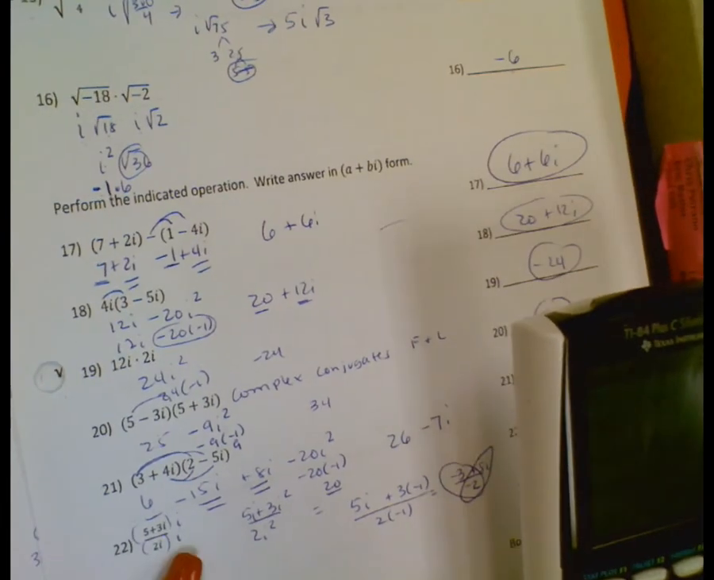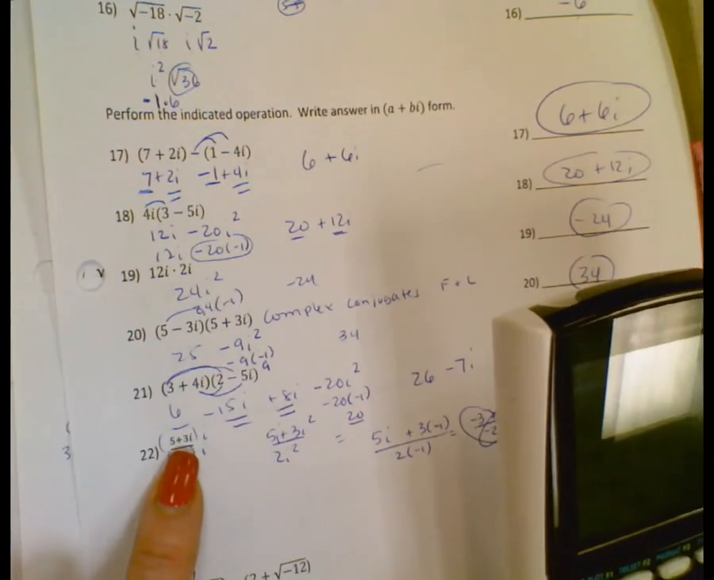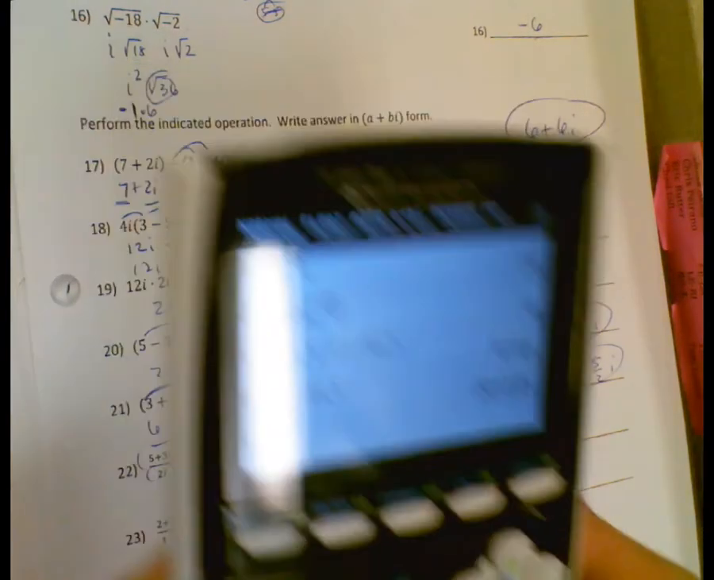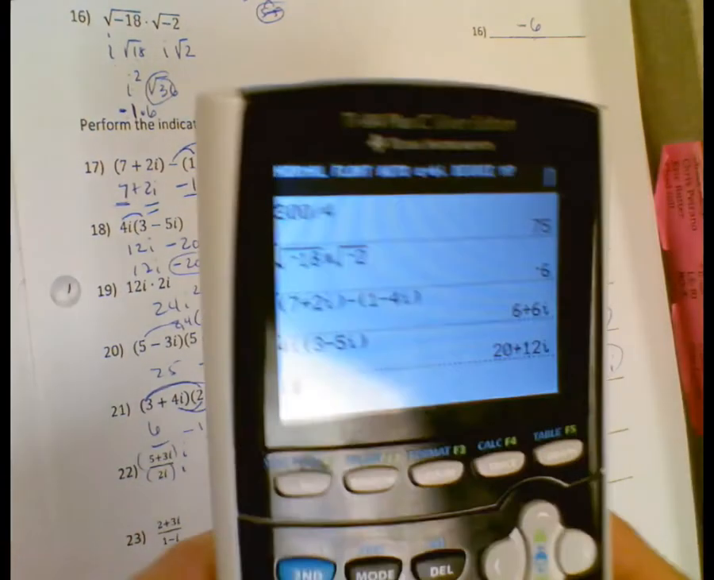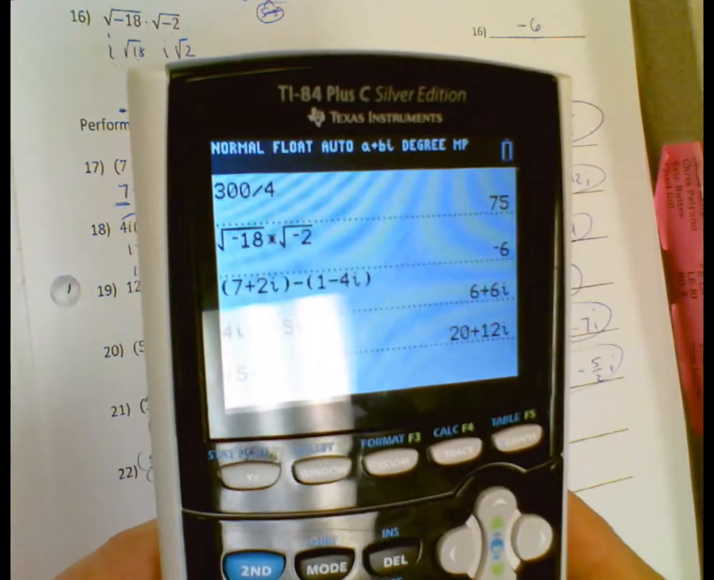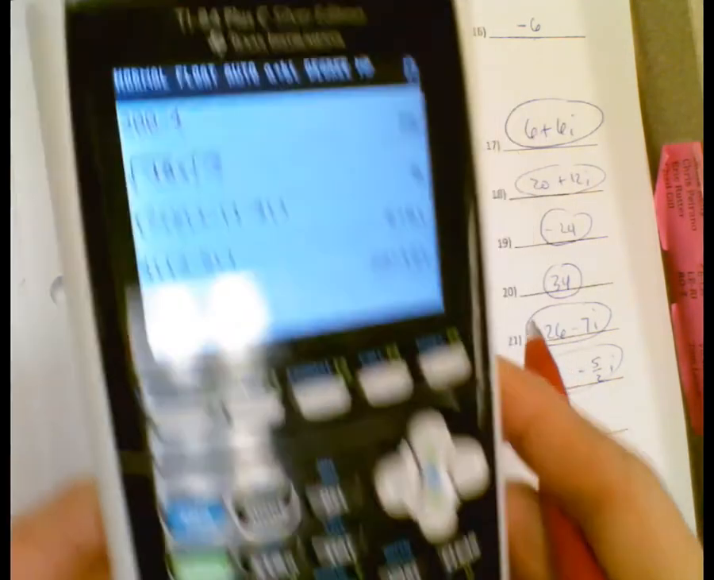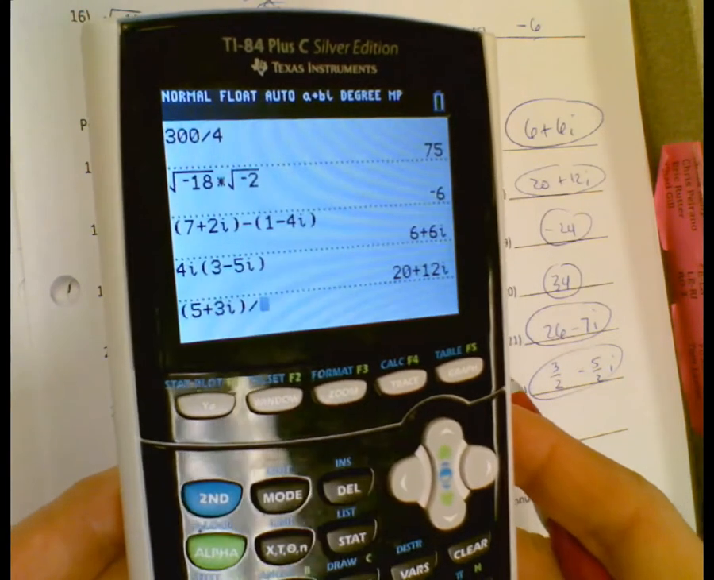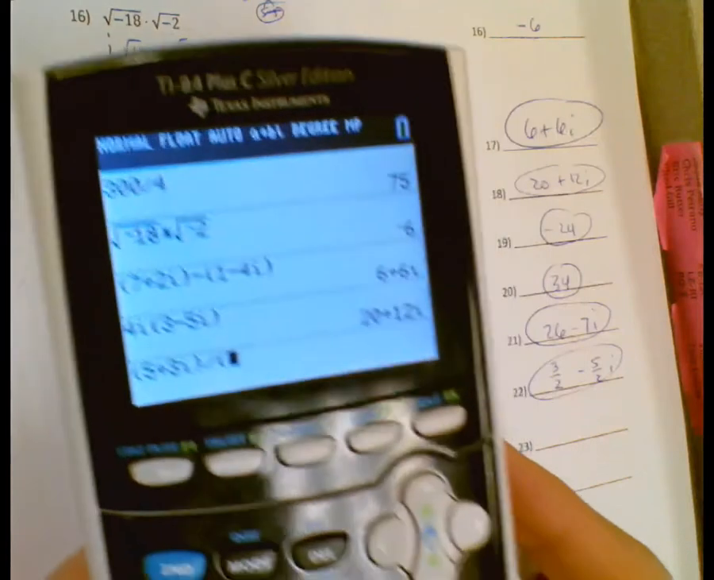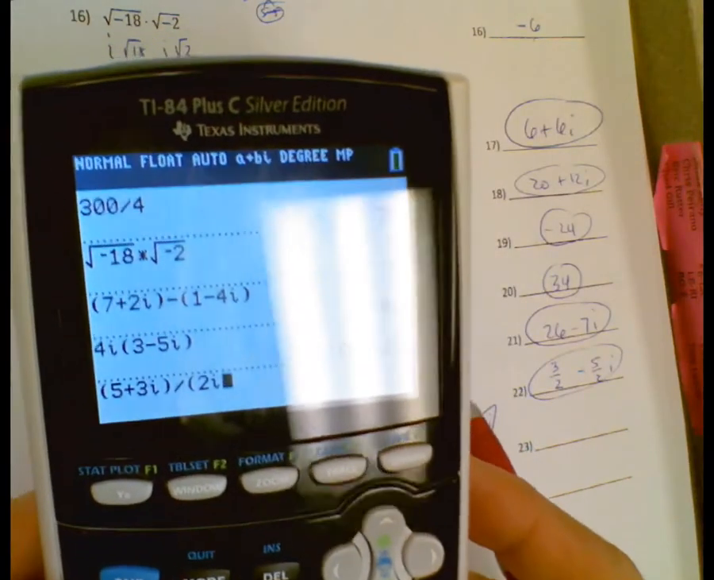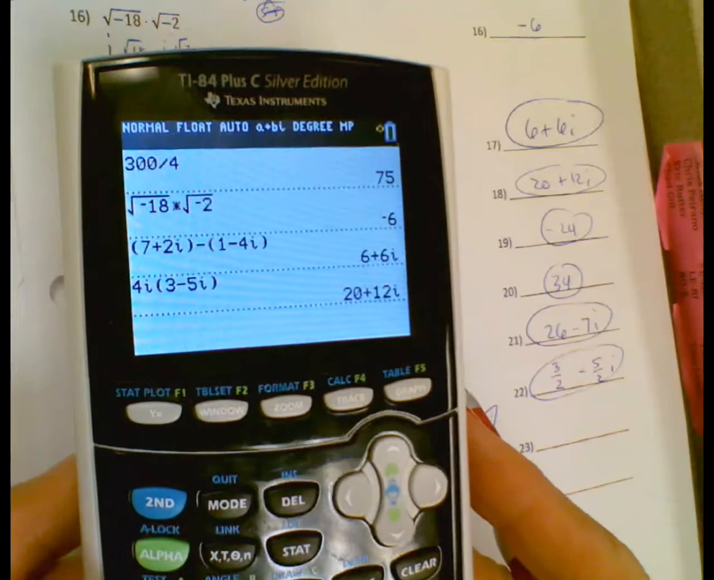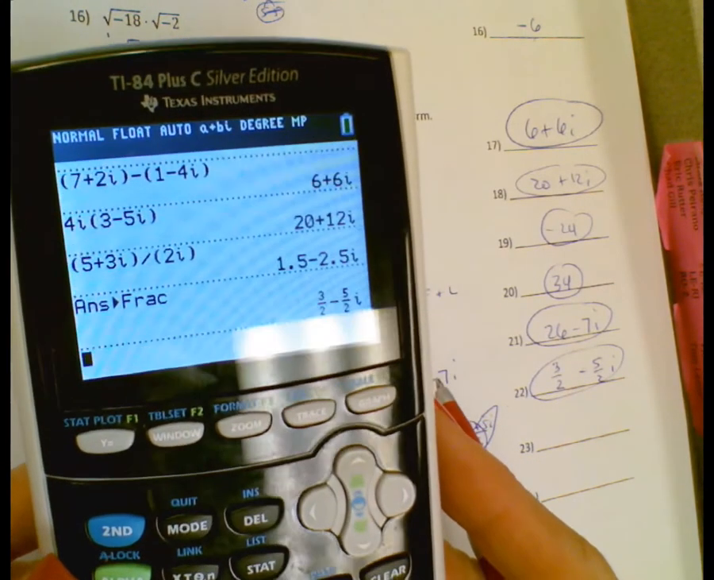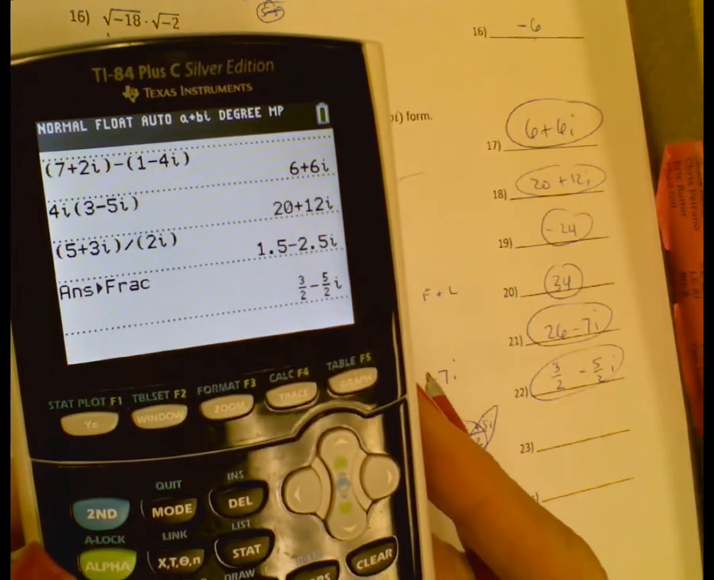So when you punch this in the calculator, you have to put parentheses around 5 plus 3i and parentheses around 2i. If not, you're going to get the wrong answer. Because when you divide, you have to group the numerator like that, divided by, and the bottom has 2 factors, so you have to group that like that. So make sure you have the parentheses, and then press math, enter, enter. 3/2 minus 5/2 i.